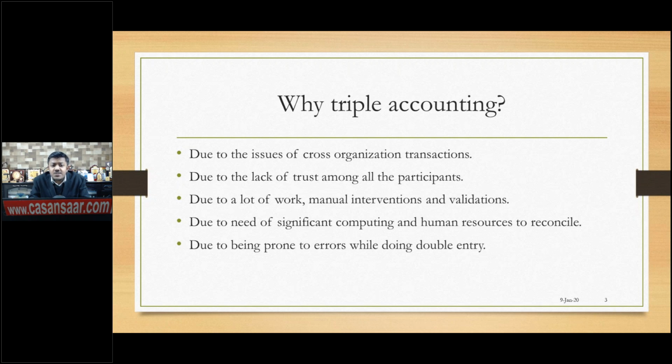The triple accounting system is needed because while earlier we were happy doing within-enterprise transactions, today we need cross-organizational transactions. Everything that we are writing, we want to be sure that the same transactions are being written by the person with whom we are transacting. Second, the internet has made us reach around the globe, but what we lack even today is trust.